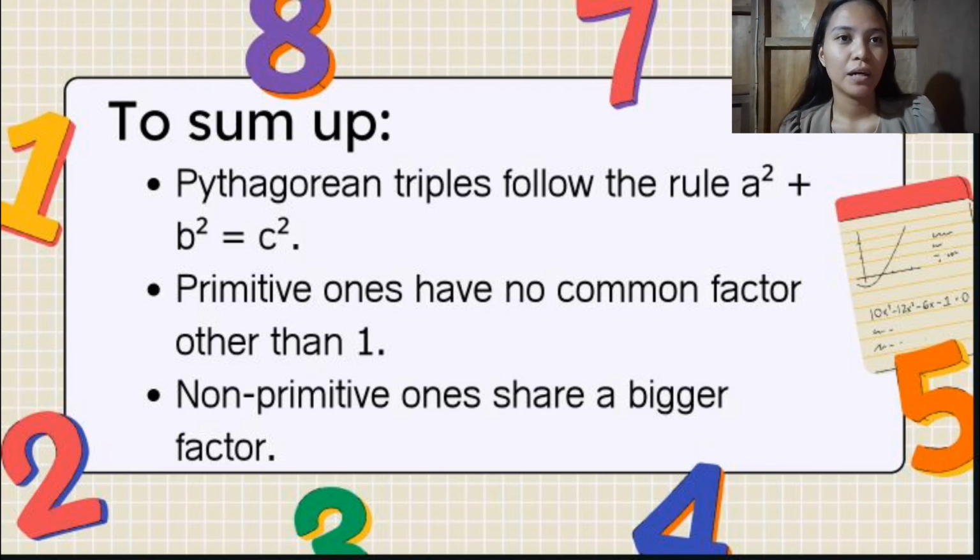So to sum up the lesson for today, Pythagorean triples follow the rule a squared plus b squared is equal to c squared, while primitive Pythagorean triples have no other common factor other than 1, while non-primitive Pythagorean triples share a bigger factor, greater than 1.